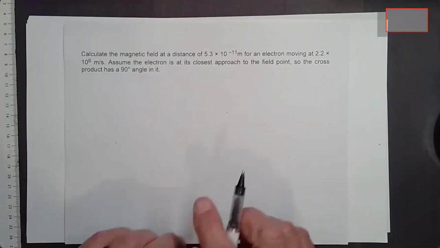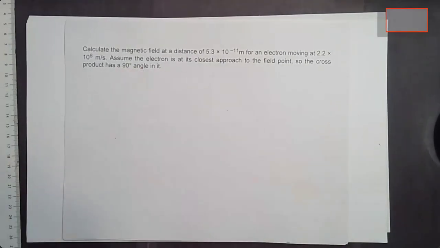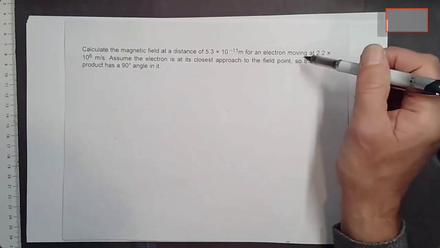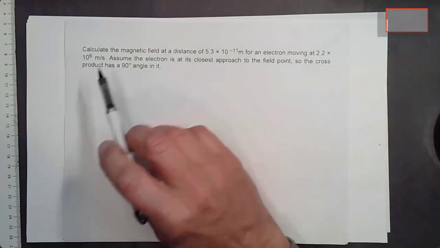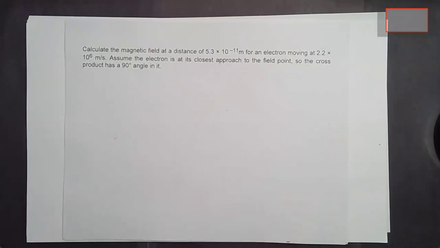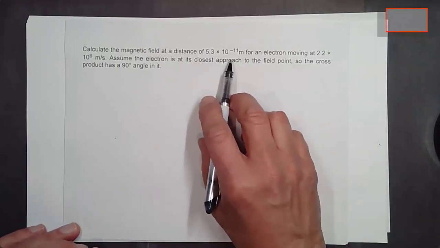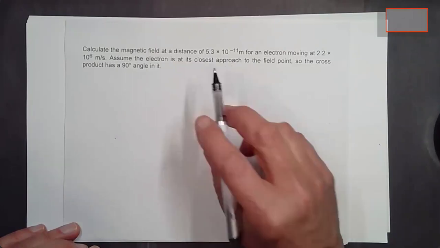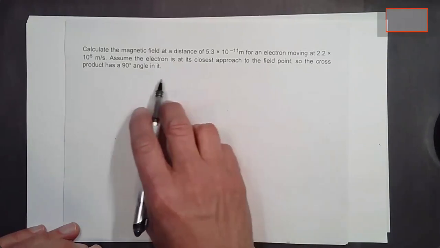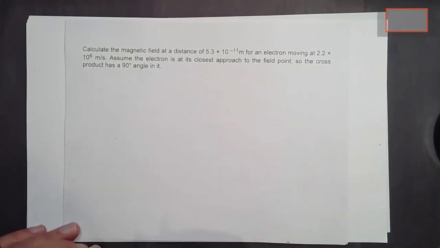But for a first problem, I'm going to excavate my calculator so I can find it when I need it. It says calculate the magnetic field at a distance of 5.3 times 10 to the minus 11th meters for an electron moving at 2.2 times 10 to the 6th meters per second. Now that distance happens to be the Bohr radius, so we'd be calculating the magnetic field that a proton experiences because of an orbiting electron, if that's the way atoms behaved. But anyway, assume the electron is at its closest approach to the field point, so the cross product will have a 90-degree angle in it.